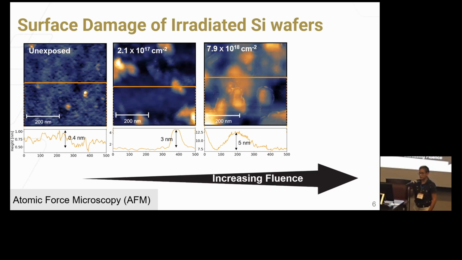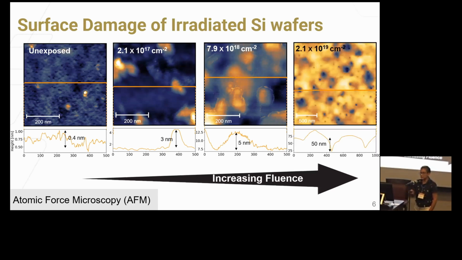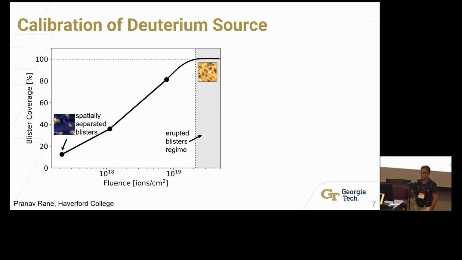And then when we further increase our fluence, we see that these blisters actually erupt, forming these deep cavities down to 50 nanometers. So here we have an REU student, Pranav Rain from Haverford College, who implemented a machine learning program to measure the percentage of blister coverage.